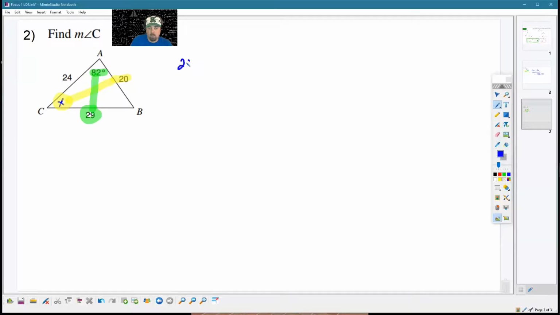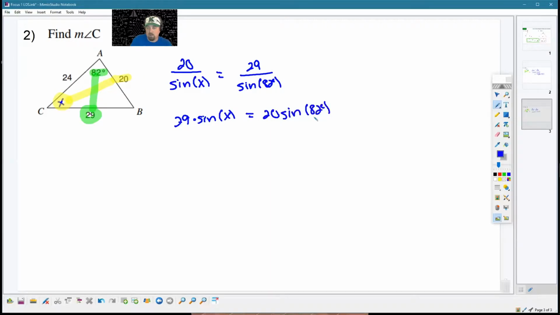So we have 20 over the sine of angle x, and this is 29 over the sine of 82 degrees. So cross multiply. 29 times the sine of x equals 20 times the sine of 82. We're going to divide this 29 over. So we get sine x equals 20 sine of 82 degrees divided by 29.